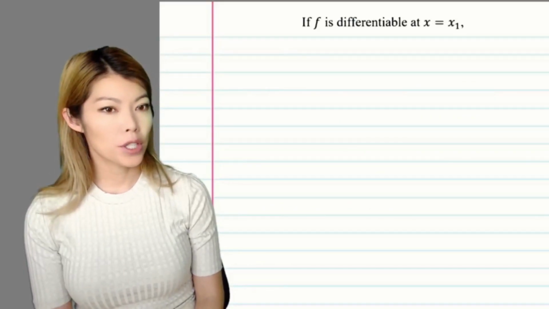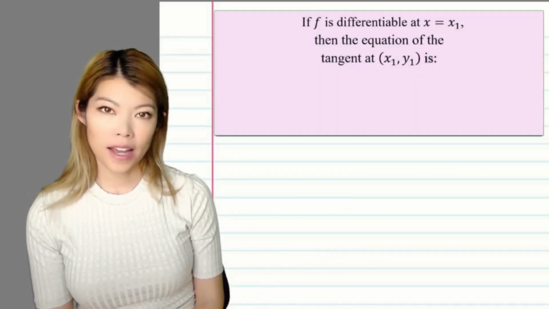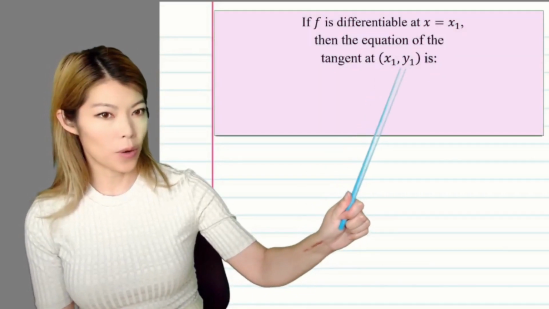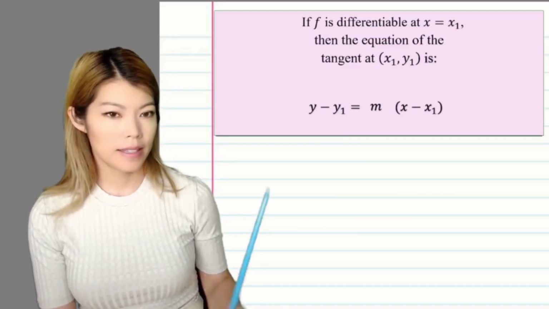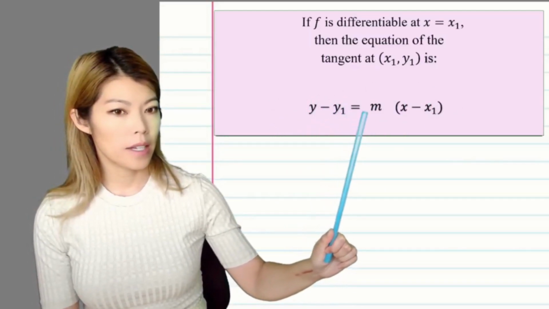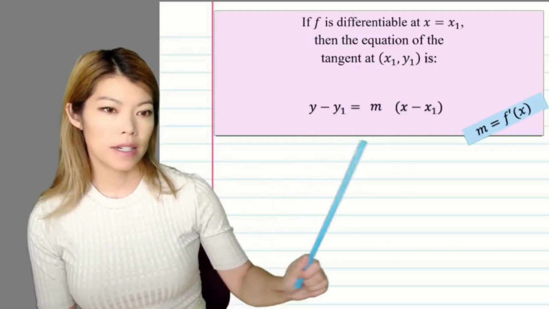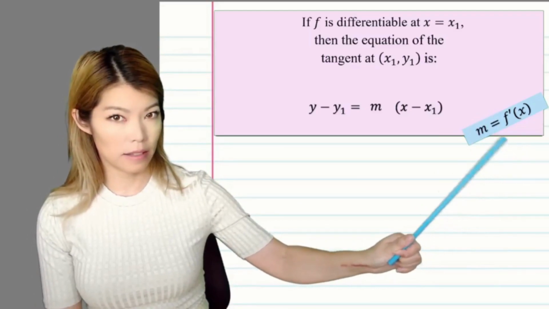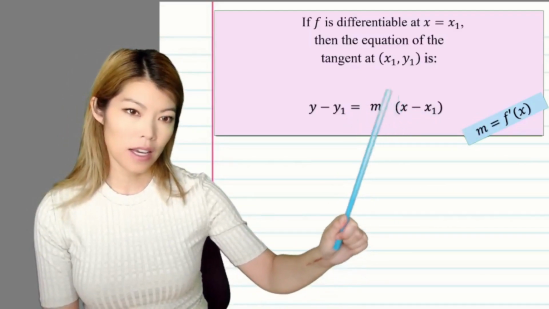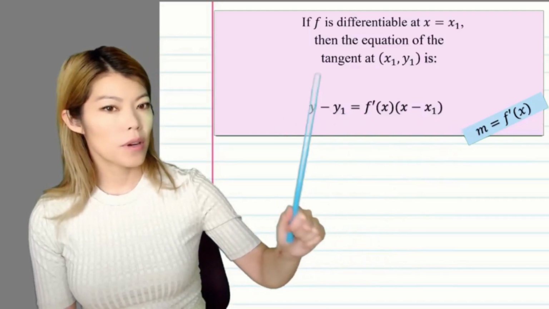If f is differentiable at a point x1, then the equation of the tangent at that point (x1, y1) is given by this linear equation. You've seen this in year 7 and 8: y minus y1 equals gradient times (x minus x1). But we've also seen that the gradient can be written as f dash x, the derivative of the function f of x. So we can substitute that gradient over there. So this is a linear equation for the tangent.